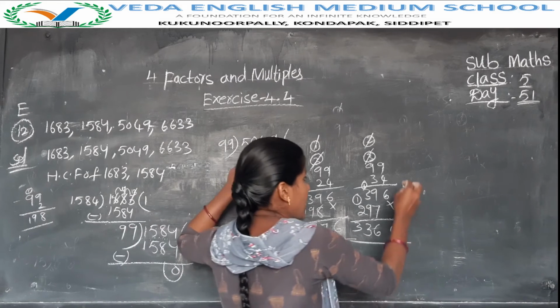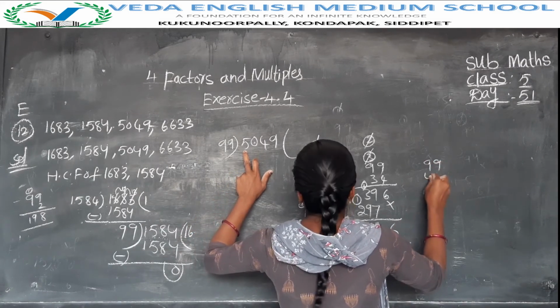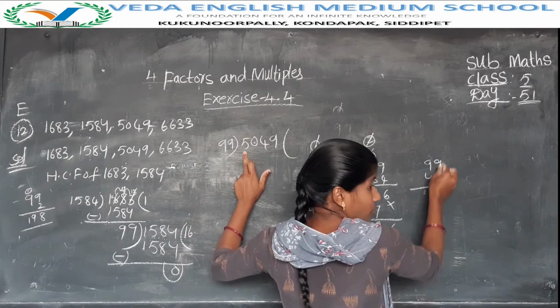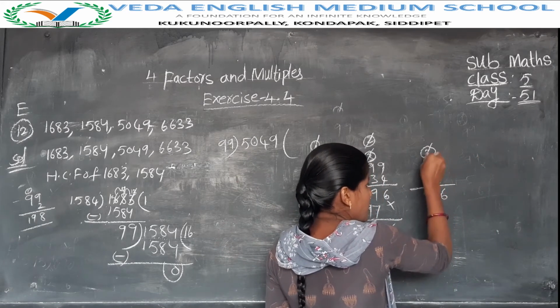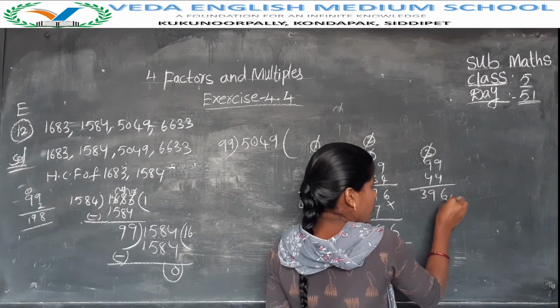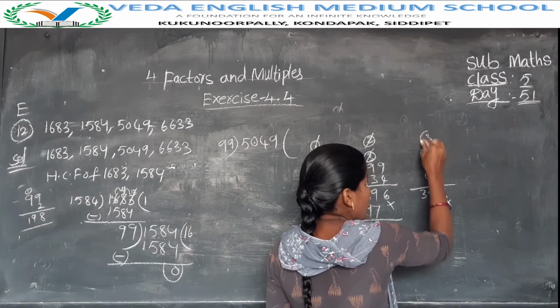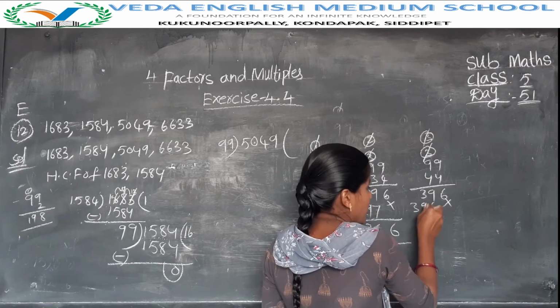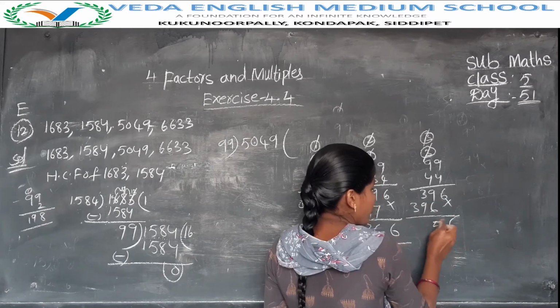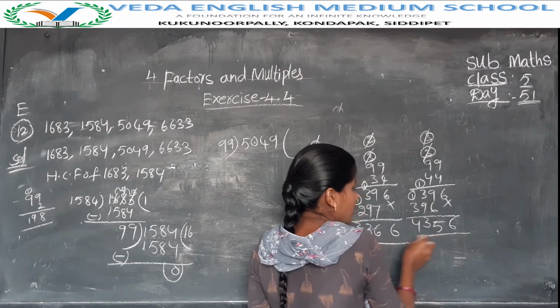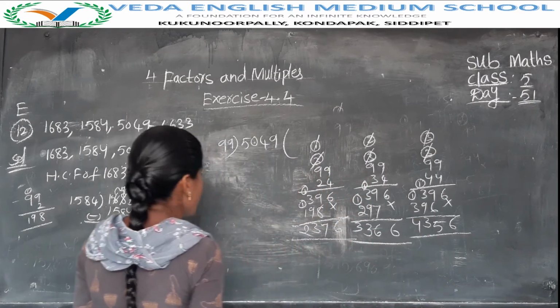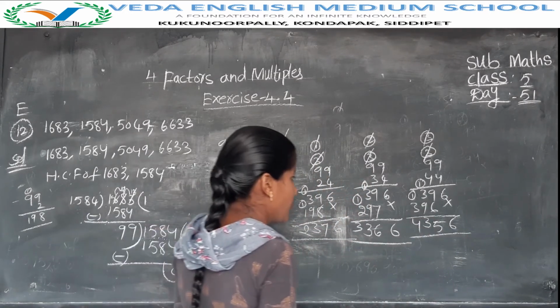5000 means we will take 99 44s are 4 9s are 36, 36 plus 3 39, 4 9s are 36 again, 36 plus 3 39, 6, 9 plus 6 15, 9 plus 1 10, 10 plus 3 13. We got 4356. So we reached nearly 4356.